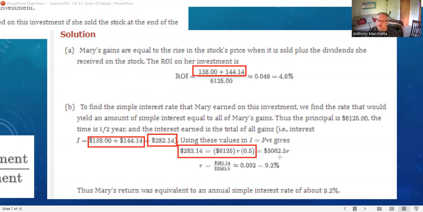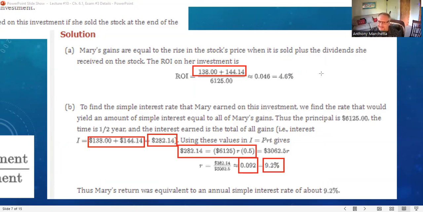This is something we like to call the commutative property. You're allowed to move them around because they're all multiplied. So you can switch the R and the 0.5. So it looks like 6125 times 0.5. Do that, that's 3062.5. And then you divide both sides, and you get 0.092. Once again, you're in a position where you're looking at a decimal and you have to change it to a percent. This time the answer comes out to be 9.2%.